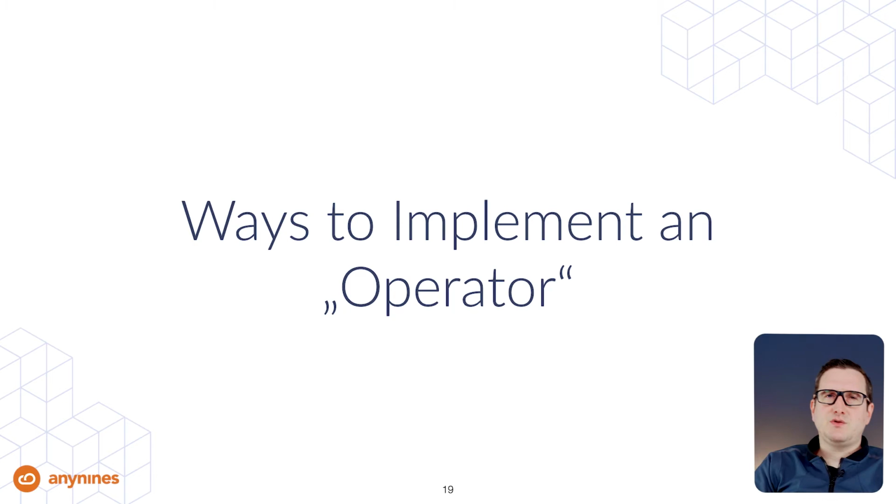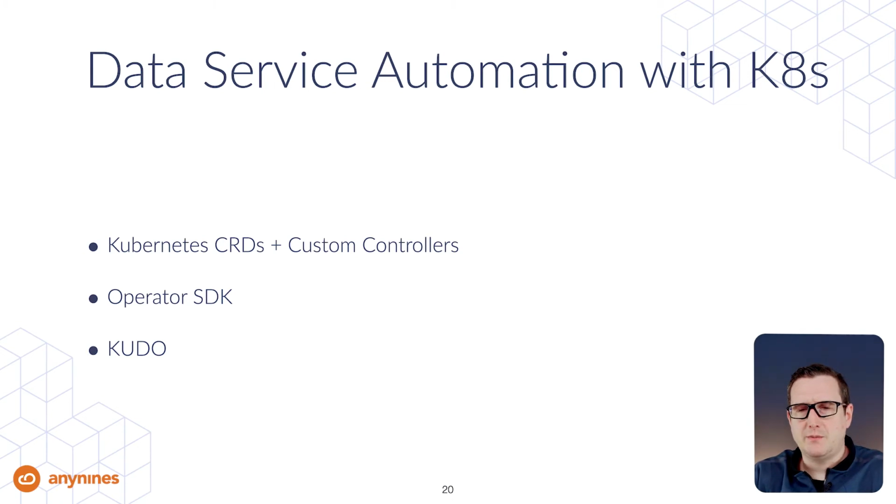So, what are ways to implement an operator? Before we go into details, let's have a bit of a summary. Well, the first and maybe most fundamental way to implement data service automation would be to use a Kubernetes CRD and a corresponding controller. So let's say a Postgres CRD and a Postgres controller. Well, this is basically what you also would be doing using the operator SDK. However, you'd have additional guidance on how to describe CRDs and how to also write your controller. So we'll assume in the remainder of the talk to use the operator SDK.